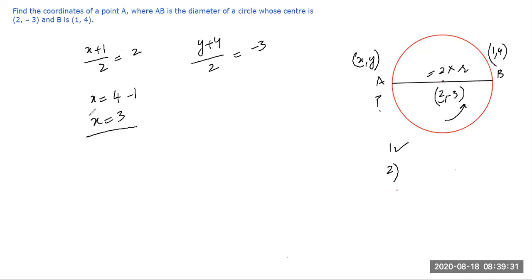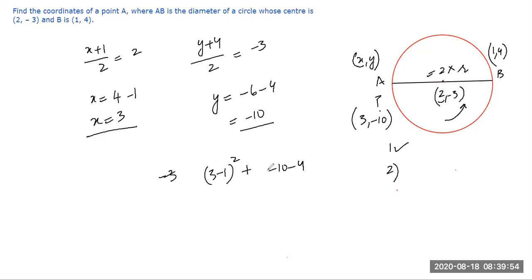Am I right, students? Yes, sir. Y would be minus 6 minus 4. Am I right? Y will be equal to minus 10. So you know this is 3, minus 10. Now what is the distance? 3 minus 1 whole square plus minus 10 minus 4 whole square under root. Am I right? 3 minus 1, and this is minus 10 minus 4. Correct. So this is 4.